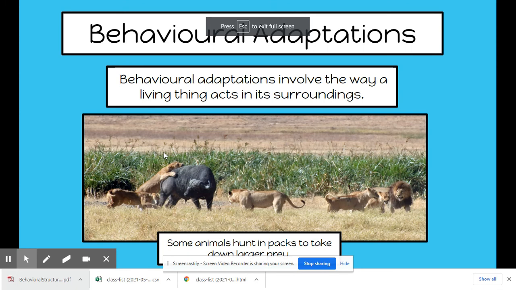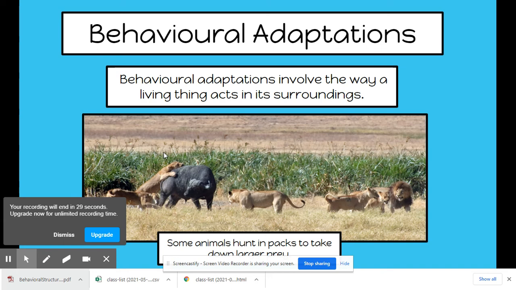Behavioral. These adaptations involve the way a living thing acts in their surroundings. So, for example, some animals hunt in packs to take down those large prey. They stick together. Okay. It's how they're acting. Think about your behavior. It's all on how you act. It has nothing to do with a physical characteristic they have. It's behavior. Typically, they were learned this from their mothers, and we'll continue here very shortly.